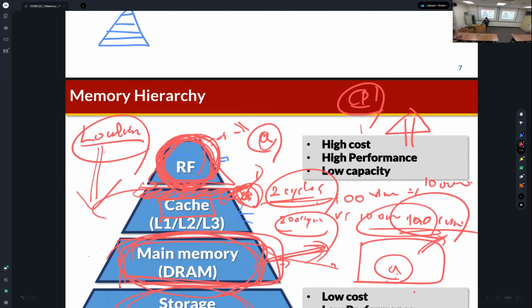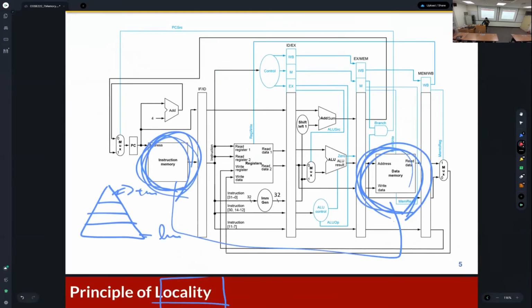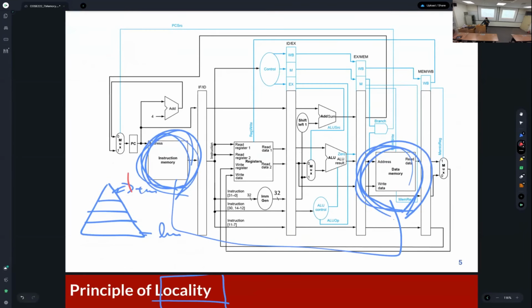It's a very good question. Actually, in chapter 4, we learned there are two memories, instruction memory and data memory. We assume that it takes 1 cycle to read data from the instruction memory and data memory, right? So we can complete the instruction fetch within 1 cycle. Also, we can complete the memory stage within 1 cycle, right?